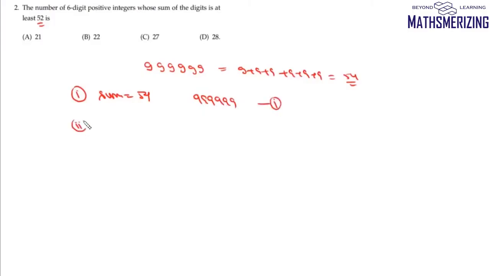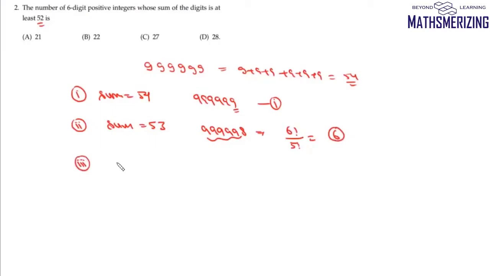Now if we take the second case, when the sum is 53, then we'll replace one of the 9s with 8. So it'll be 9, 9, 9, 9, 9 and 8. Now how many such numbers can be formed? The total number of such numbers will be factorial 6, and then we have 5 9s, divided by factorial 5. So there'll be 6 such numbers.